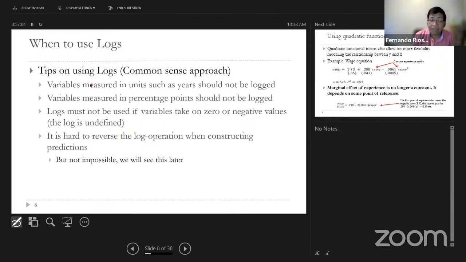Based on the same idea, if the independent or explanatory variables are in percentage points, something like the share of Hispanic population living in the region, you shouldn't log that variable, because you're going to be trying to interpret the percentage change on a percentage, and interpreting those kinds of variables becomes much more difficult the more complex your model is. So if something is already in percentage, forget about logs, just use it as it is and figure out how to interpret that variable directly.